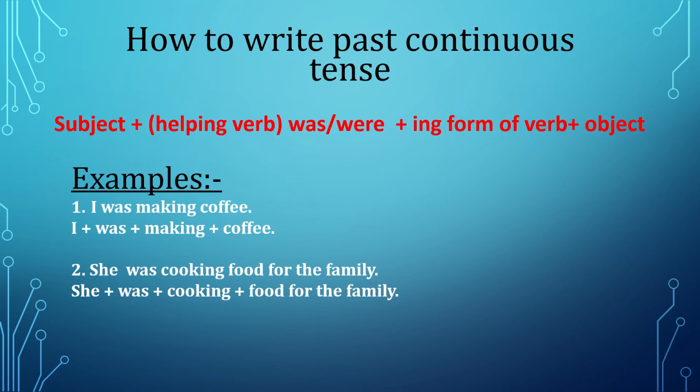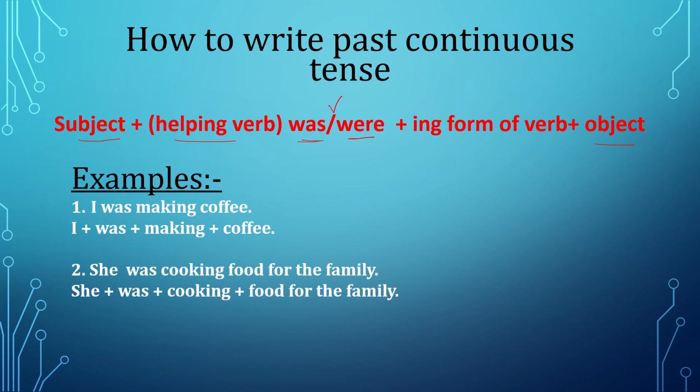So let's see how to write the past continuous tense. We will be discussing the syntax here. First of all, we will write the subject, then the helping verb, that is was or were. Was or were are used to represent the past form. Then the ing form of the verb, and then the remaining sentence. The syntax is the same as present continuous tense. The only difference is was or were. In the present continuous, we were adding is, am, are, but in the past continuous, we will add was or were.